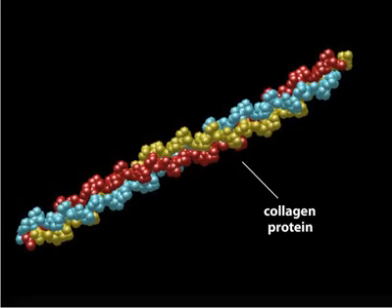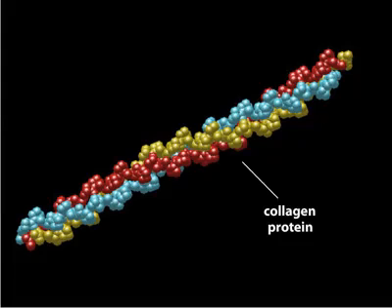Collagen is an example of how a protein's amino acid sequence determines its structure and function. Amino acid sequences are encoded in the DNA of genes. Collagen is the most abundant mammalian protein. It's the main component of skin, bones, and teeth.